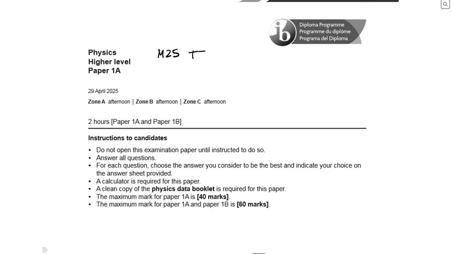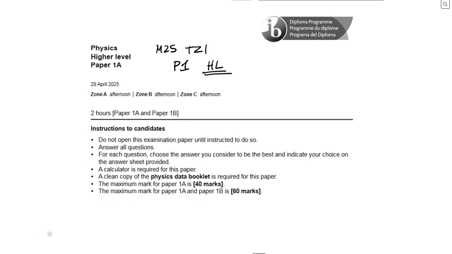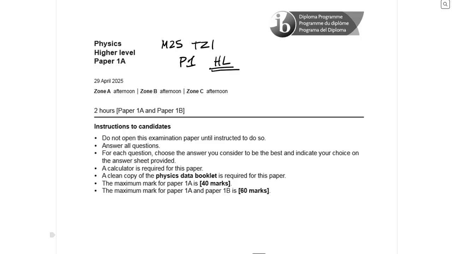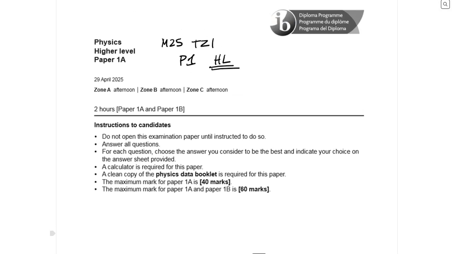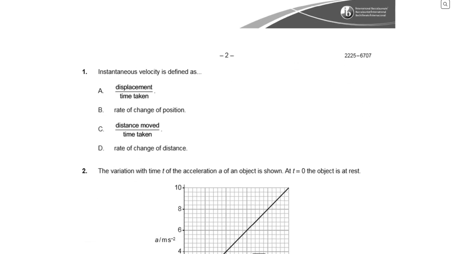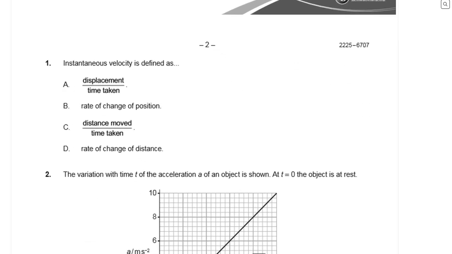25 TZ1 paper 1, and this is HL. We do have some SL questions that maybe we'll cover later. But for now we're doing HL, and the SL questions are also part of these. So definitely stick around for those, and you can skip through or even learn a bit about the HL content as well, as it does help. We'll speed run through all of these and check our answers quickly.